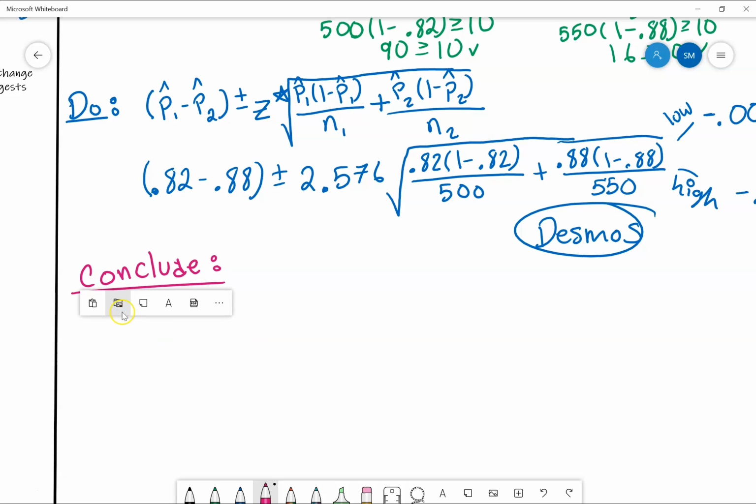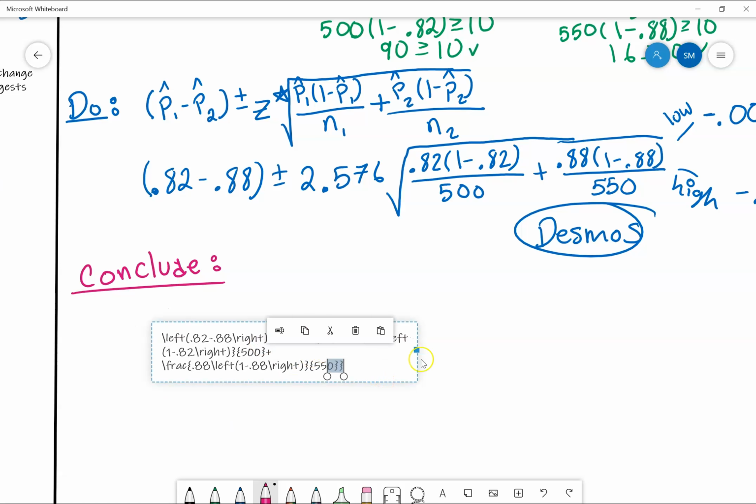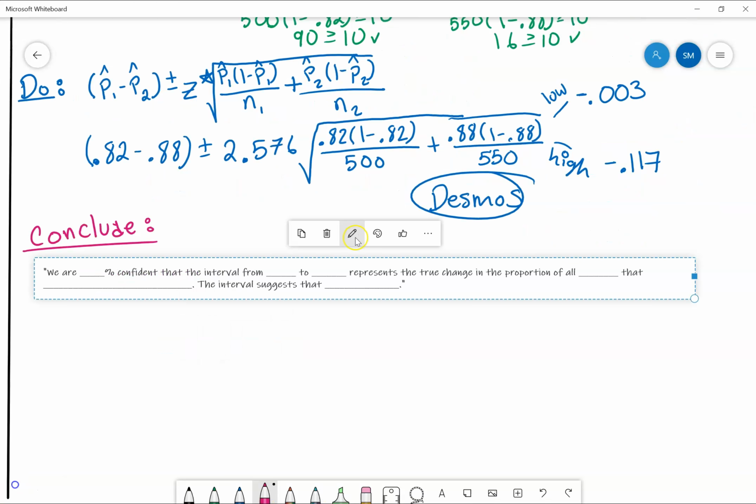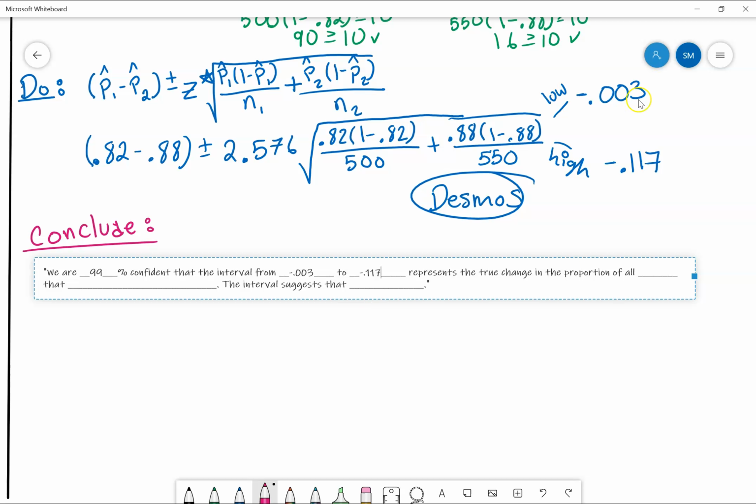Okay, so for our conclusion, we are going to say we are 99% confident that the interval from negative 0.003 to negative 0.117 represents the true change in proportion of all male and female college students that work for pay during the summer.